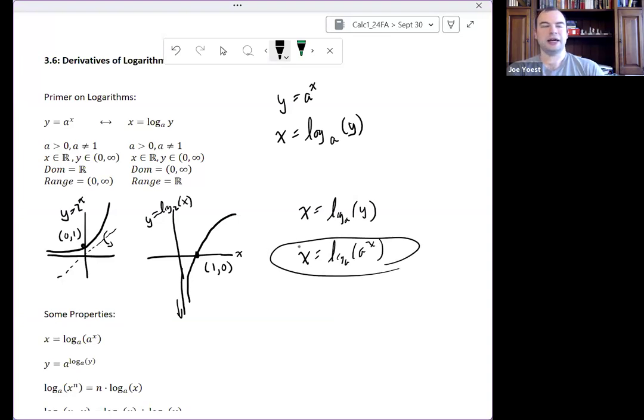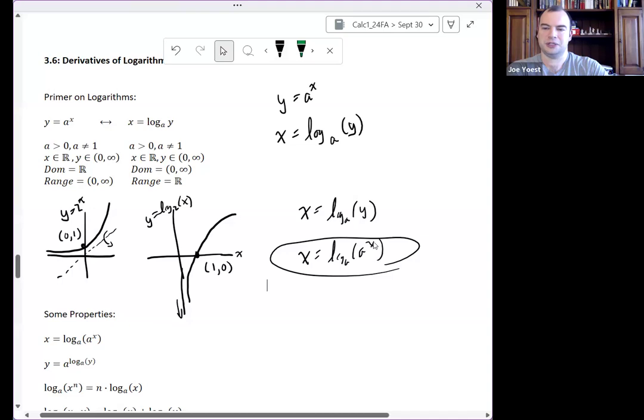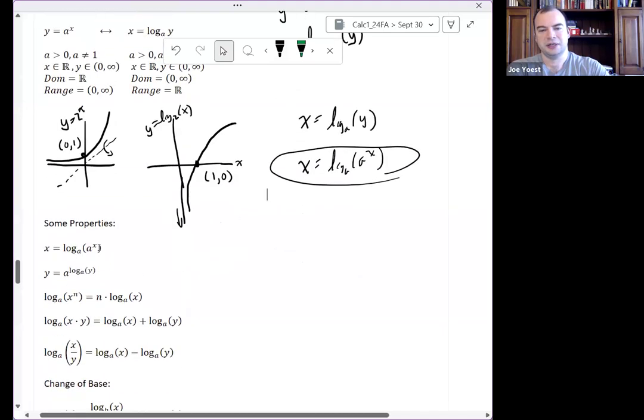Log base a of a to the x: the log base a and the a to the power kind of cancel each other out. They undo each other and leave us with just the argument of the exponential, just x. Or if I have a to the power log base a of something, that's just that thing. So y equals a to the power log base a of y.